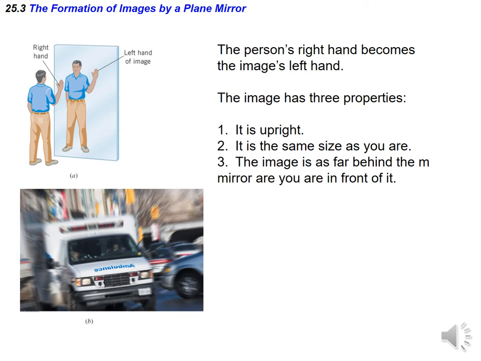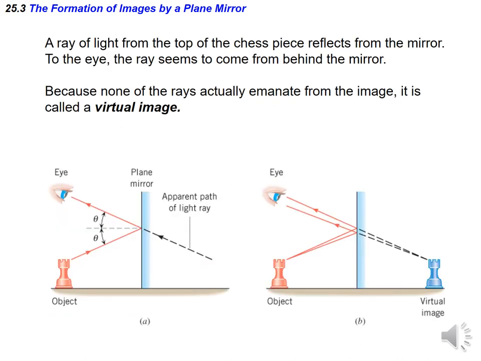First, it is upright. Second, it is the same size as you are, meaning if you are 1.72 meters in height, the size of the image as seen in the mirror is also 1.72 meters. Third, the image is as far behind the mirror as you are in front of it. So meaning your distance from the mirror is equal to the image's distance from the mirror. It was shown here that the image formed in a plane mirror is a virtual image.